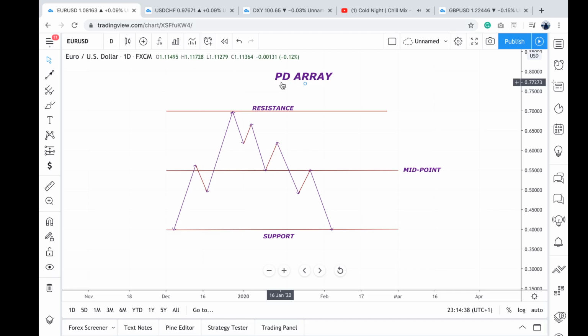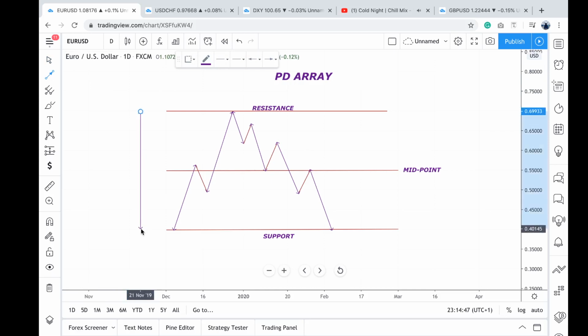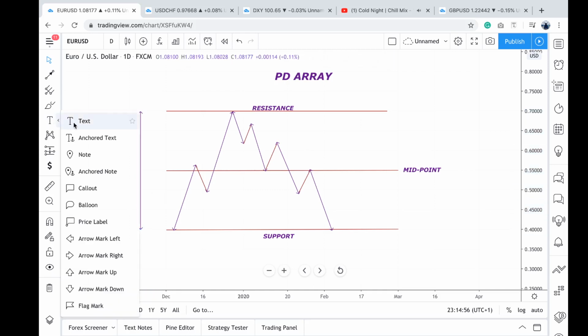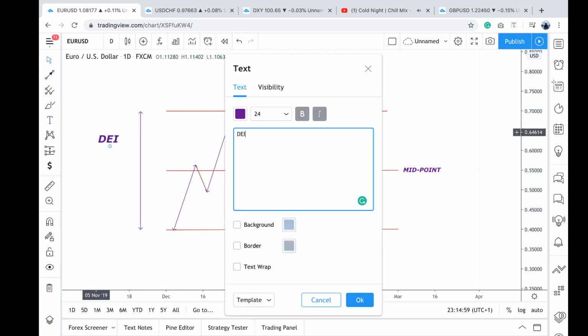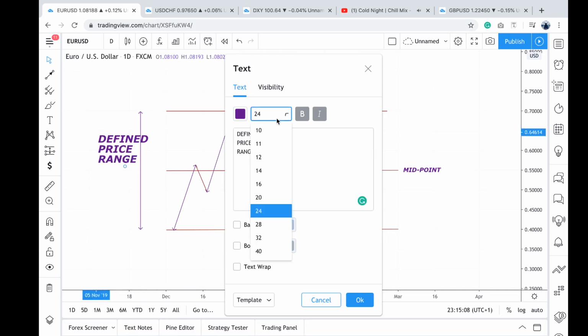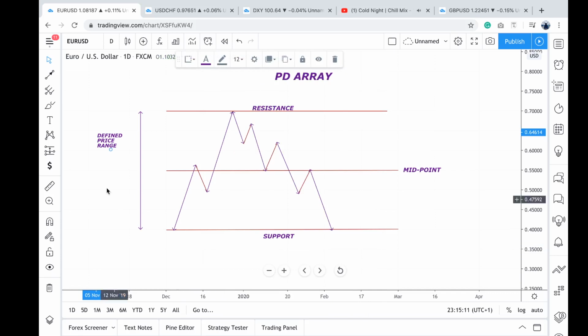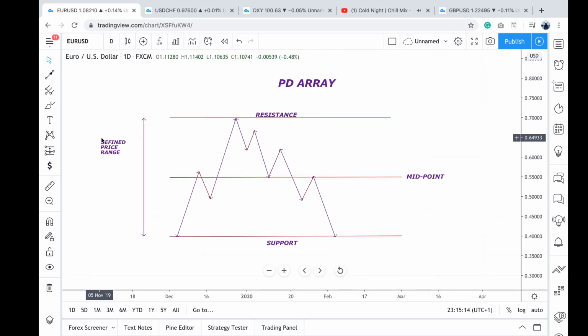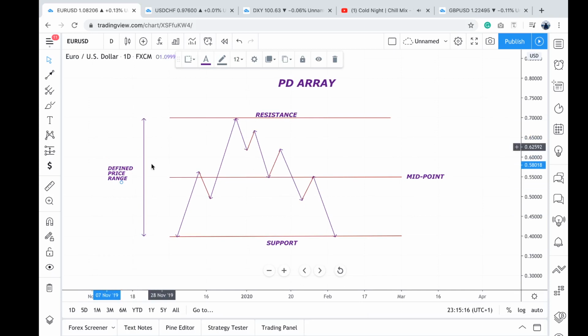First of all, starting with resistance and support. Now, what I want us to do is imagine a price range. We'll put these two arrow bars together to indicate that this is a price range. Let me edit this: define price range. Make this font a little bit smaller, and there we go. Now let's assume this is a defined price range moving from support to resistance.